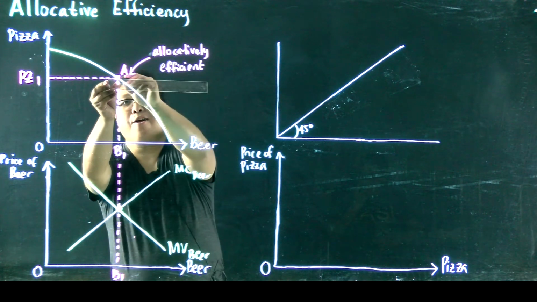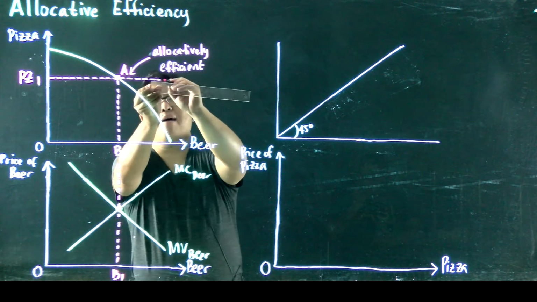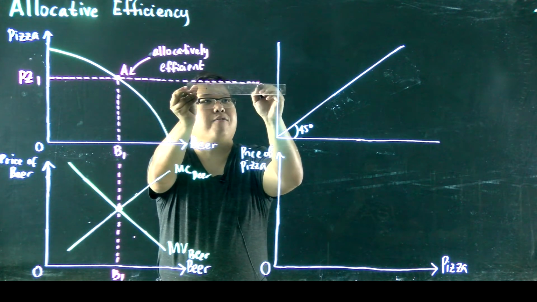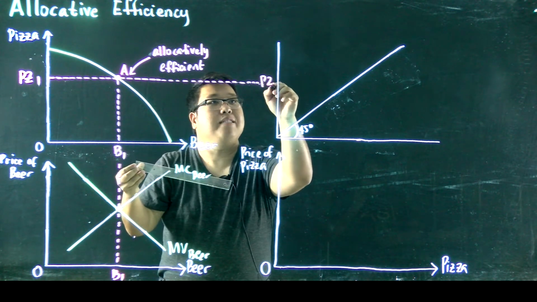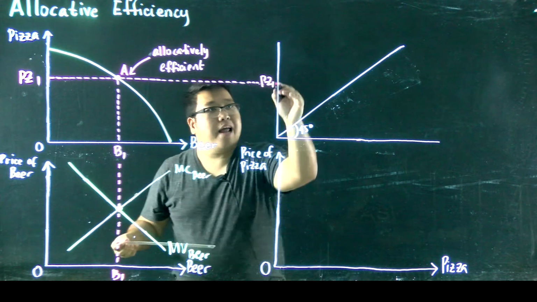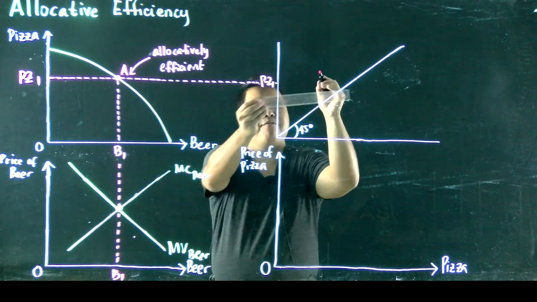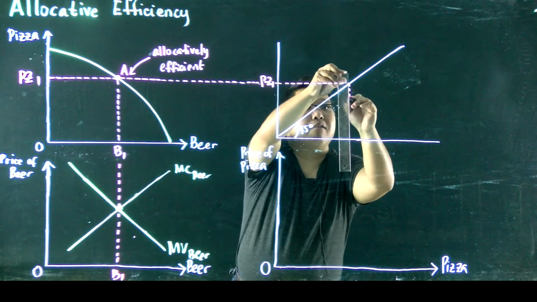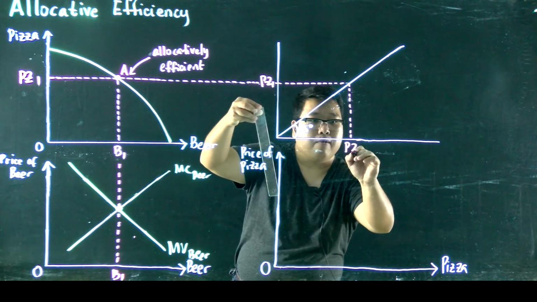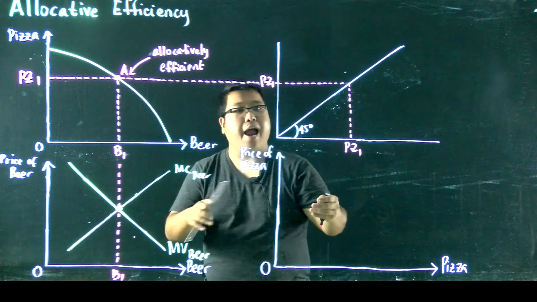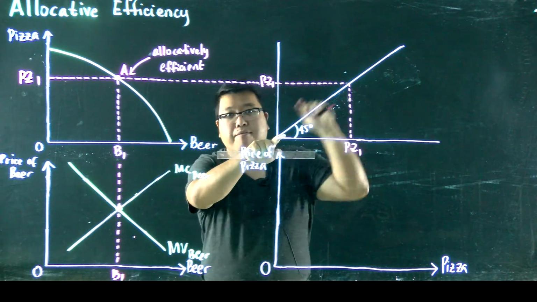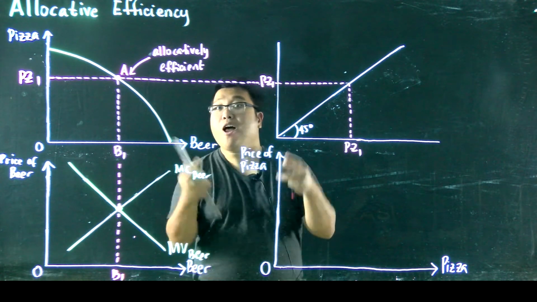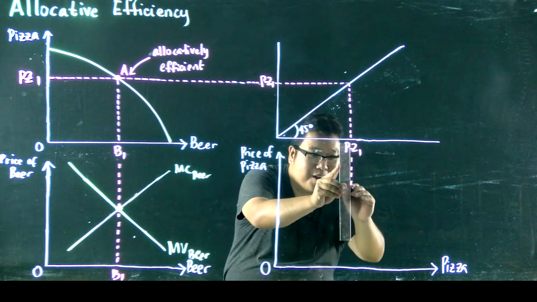So if I have here PZ1, and I'm going to transmit that information in this graph over here, I'll call this PZ1. Since we have a 45-degree line, it will be the same PZ1 right over here, because at all points along the 45-degree line, our y-axis is equal to our x-axis. And now we can transmit this information below.